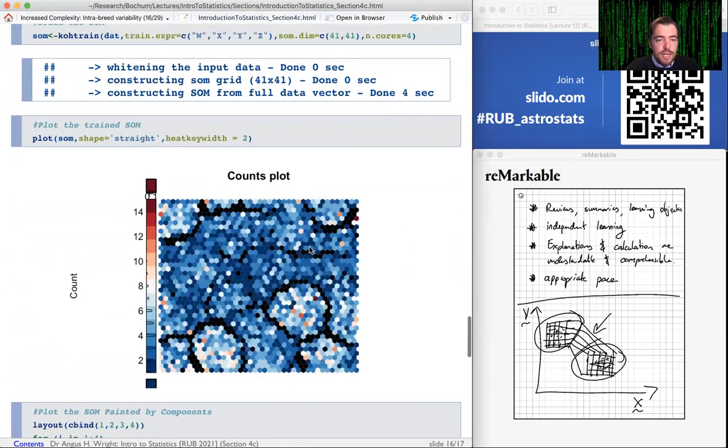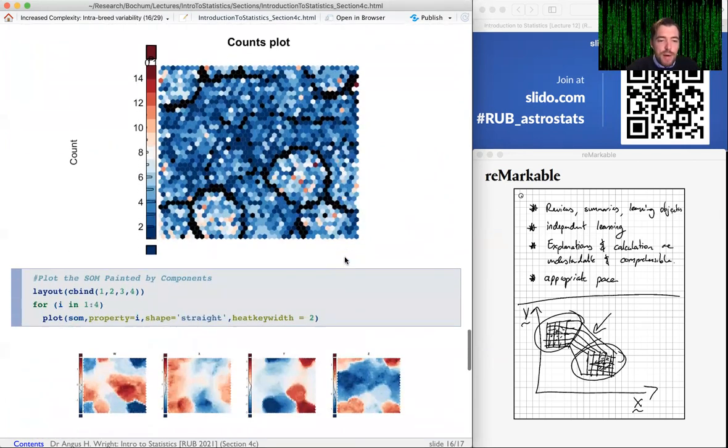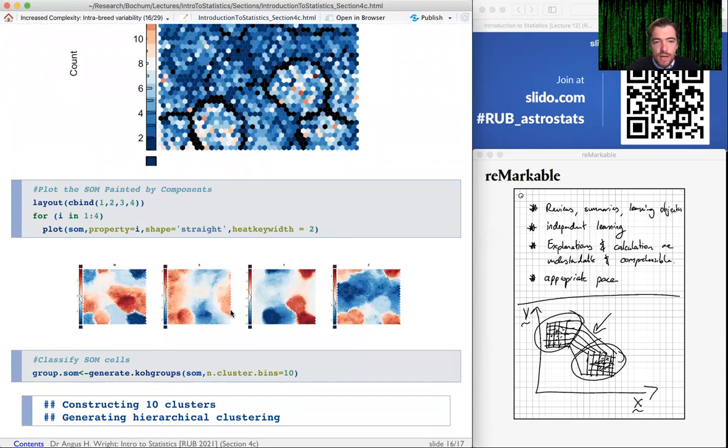I plot the counts, and now you can see that I've got even more breaks because I've got more distinct groups in the data, but also that there is some mixing going on because the breaks aren't all totally clean anymore. If I paint the SOM by the components, then I get this. Again, much more complex than what we had last time. Still, these are only Gaussian observations despite being in 4 dimensions, so it's still a fairly well-behaved SOM.